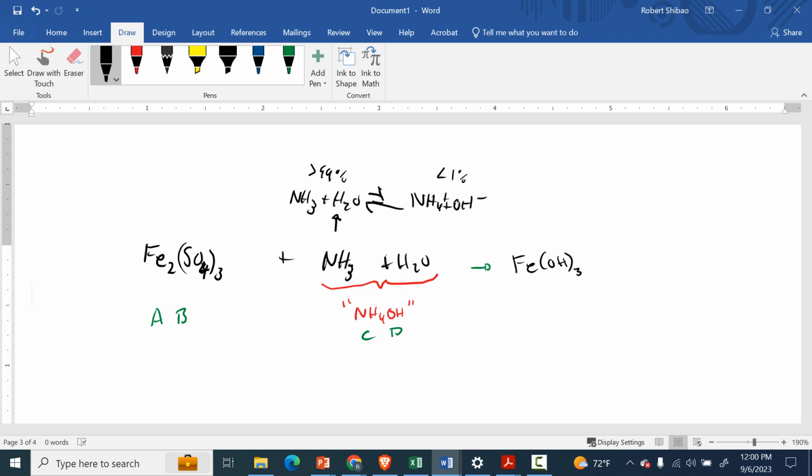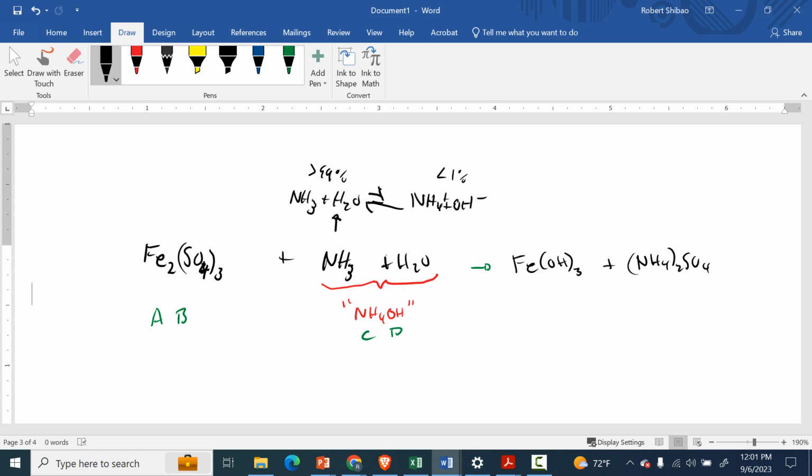And ammonium with sulfate. Ammonium with sulfate is NH4. It's just plus 1, so we'll need 2 of those and an SO4. And so these would be iron 3 hydroxide and ammonium sulfate, and then we'll balance everything out later. But first, we have to see if there's a driving force.